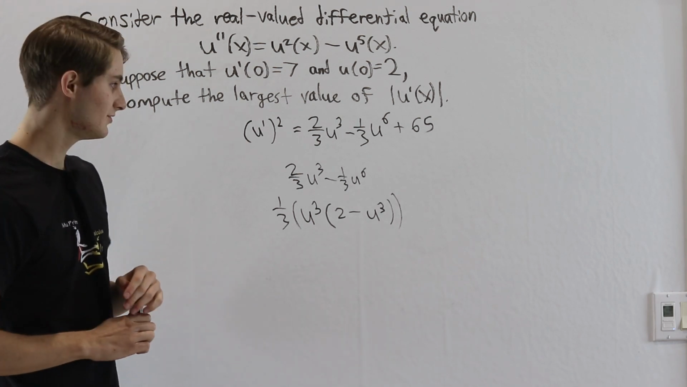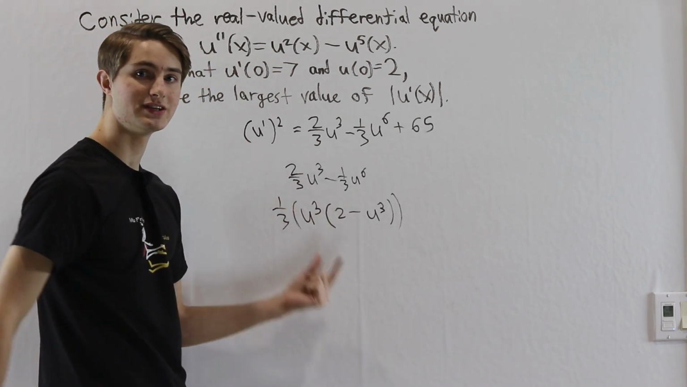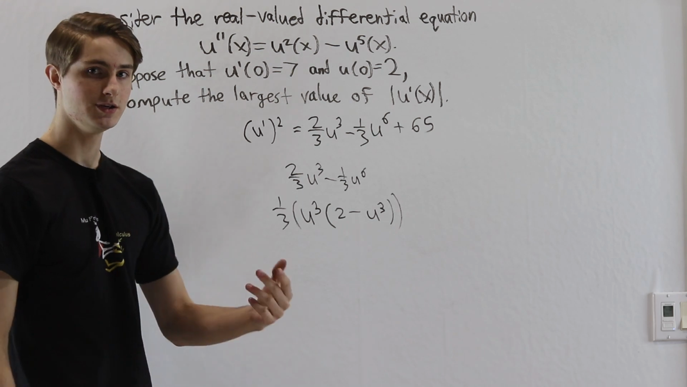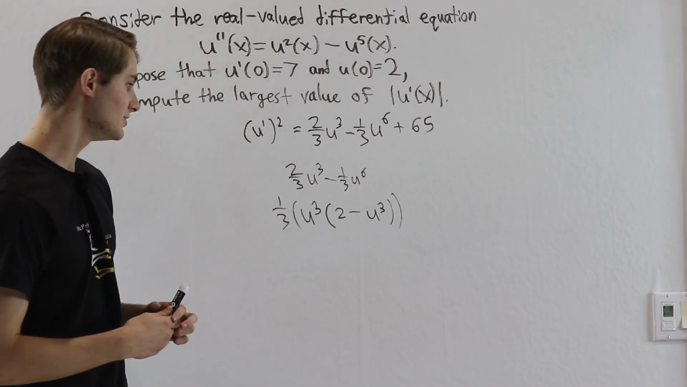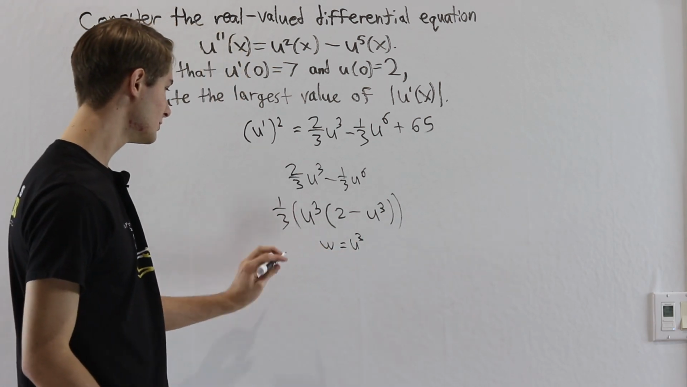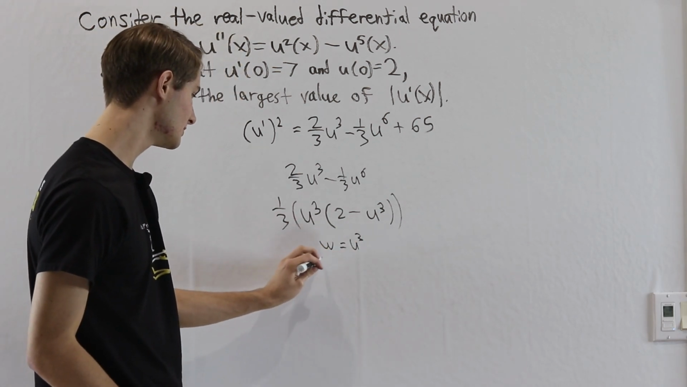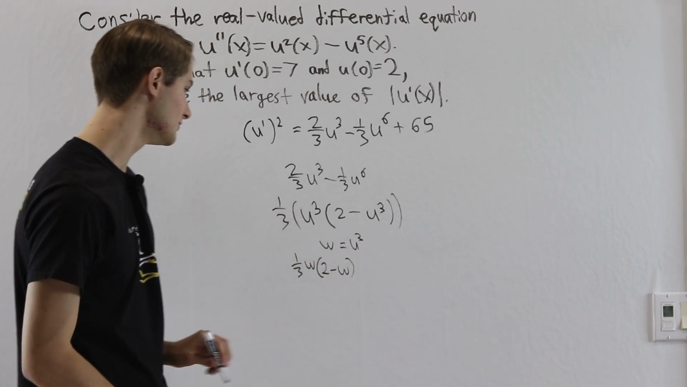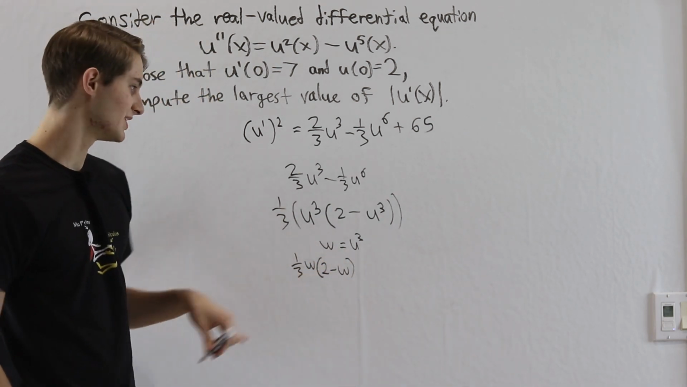The reason this is significant is that this is actually an equation entirely in terms of u cubed. So if we wanted to substitute some other variable, say w equals u cubed, then that would mean what we have here is 1/3 of w times 2 minus w. And our goal is to maximize this.